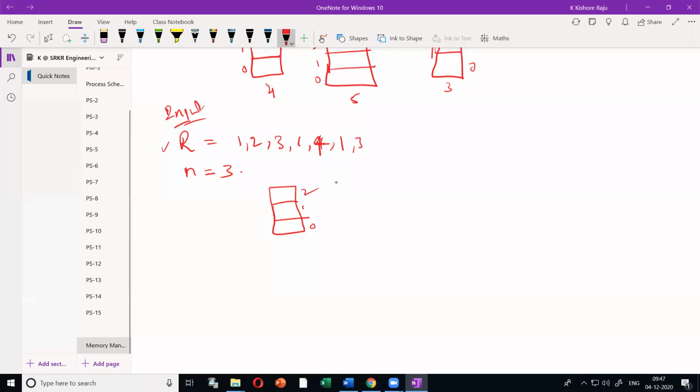Then what is your page replacement algorithm? What is a page fault? Initially, the CPU is requesting 1. Please listen carefully. In the reference string, the CPU is requesting the first page, 1. Is page 1 available in the main memory frames? These are the main memory frames. Is page P1 available in the main memory frames?